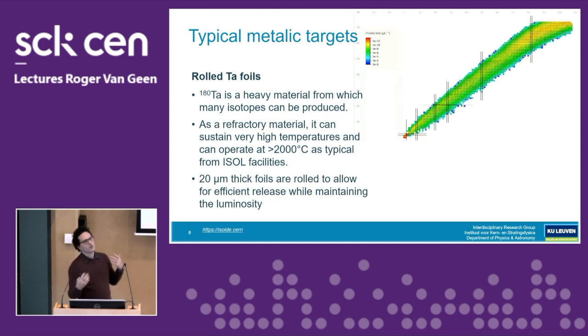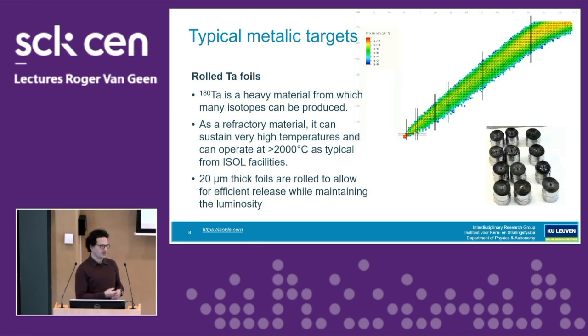So, what sort of metal can you use? Refractory metals. They tend to have a very high melting point, so you can actually operate them at very high temperature, so that's going to be great to work with. And one that's typically used are rolled tantalum foils. And I really mean like this. I showed that picture as well at the start in my inaugural lecture. This is how the tantalum targets at ISOLDE are made.